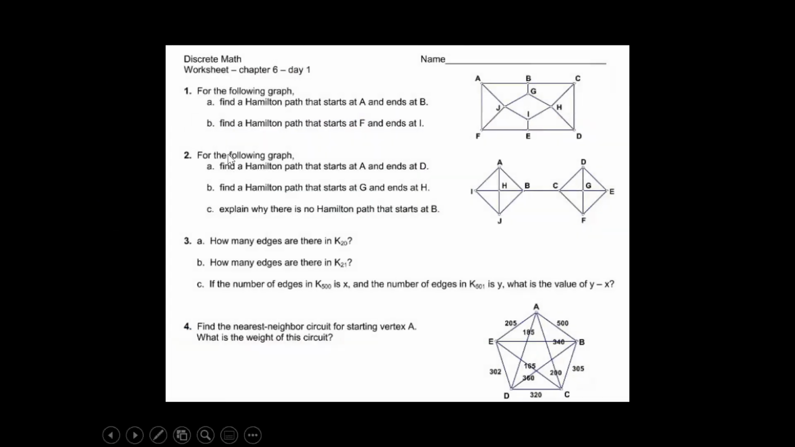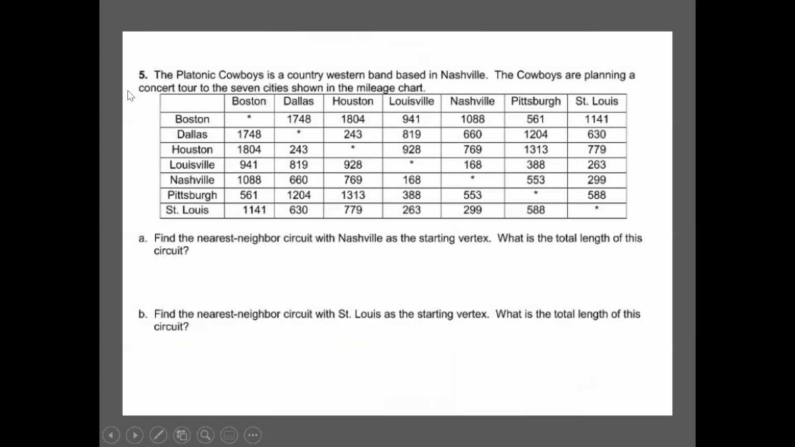All right, so now that we went ahead and practiced with that, I have this part here, which is 4 questions that I would like you guys to go ahead and find the answer to. So for questions like number 3, how many edges are there if n equals 20? Remember you're going to use n times n minus 1, divided by 2, which is the number of edges. And then for questions 5, A and B, I want you guys to go ahead and find the nearest neighbor circuit, Nashville, starting with the vertex itself.